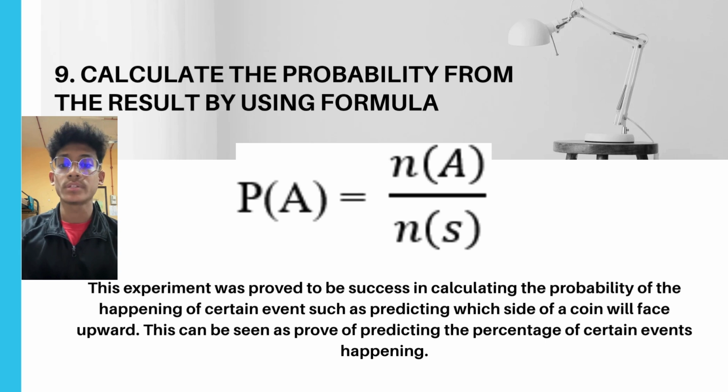This experiment successfully shows how to calculate the probability of an event, like predicting which side of the coin will land facing up. It helps us understand how to estimate the chance of a certain outcome.